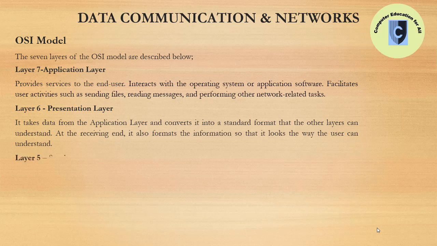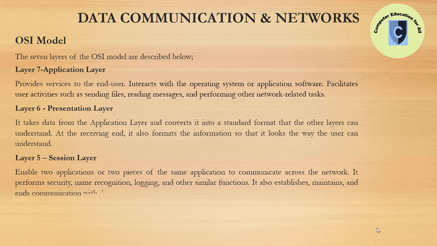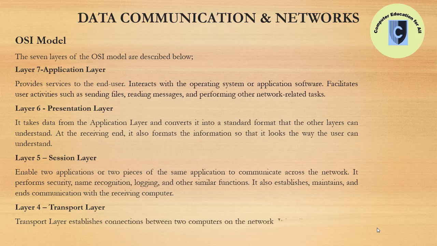Layer 5, Session Layer. The session layer performs functions that enable 2 applications or 2 pieces of the same application to communicate across the network. It performs security, name recognition, logging, and other similar functions. It also establishes, maintains, and ends communication with the receiving computer. Layer 4, Transport Layer. The transport layer establishes connections between 2 computers on the network. It handles quality control by making sure that the data received is in the right format and the right order.